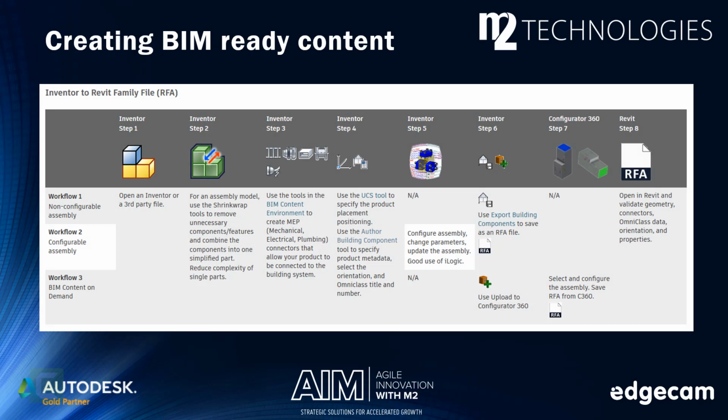Here's an infographic from Autodesk outlining the basic workflows for BIM content creation within Autodesk Inventor using 3D models. There are 3 basic workflows. The first is a non-configurable assembly or model. This is generally a static model with no changes or parameter-driven options. Here's your model, use it, thank you.